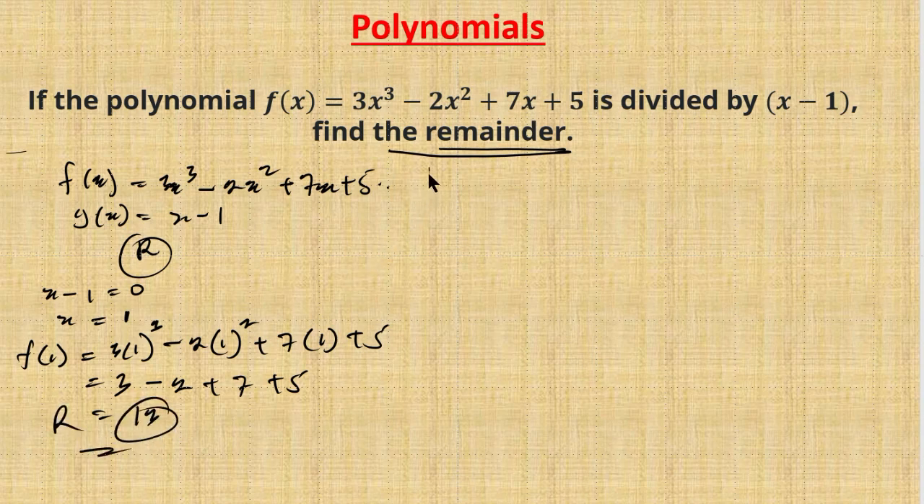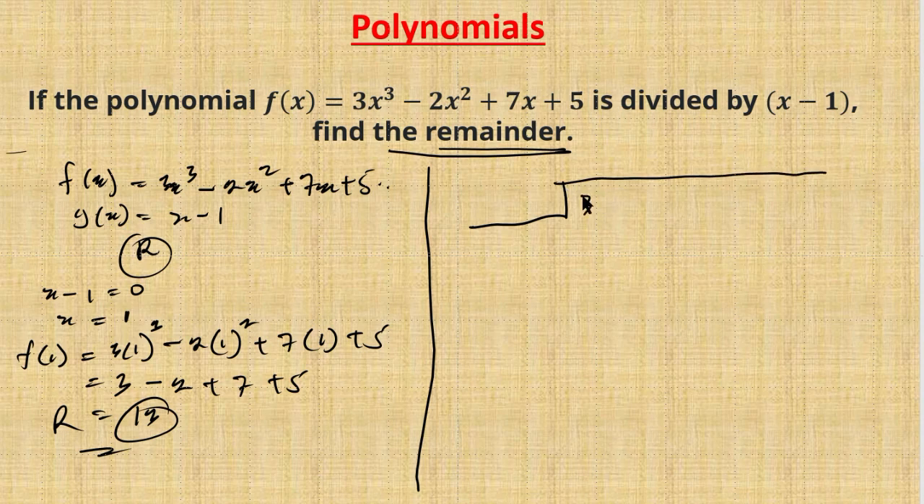But let's see the second way to go through it. The second method I want to use is the long division method. Now, we'll be dividing this function, 3x raised to power 3 minus 2x squared plus 7x plus 5, by x minus 1.